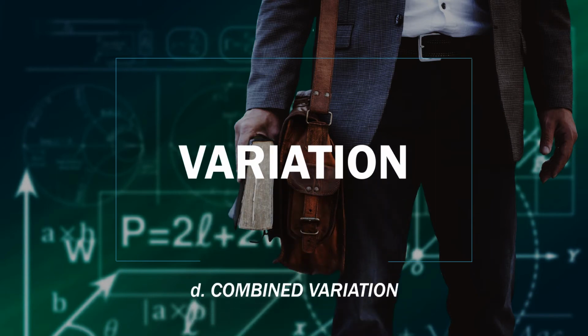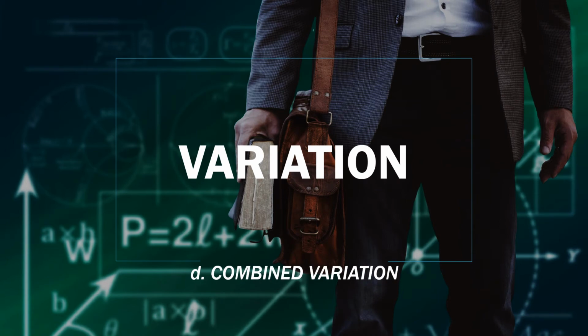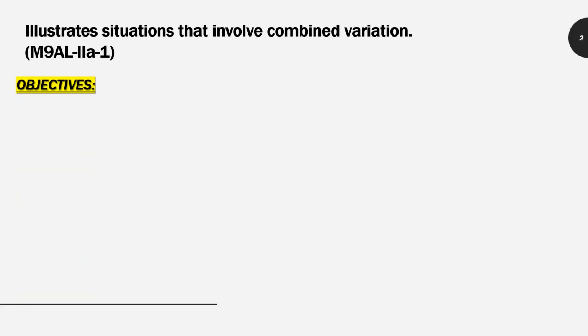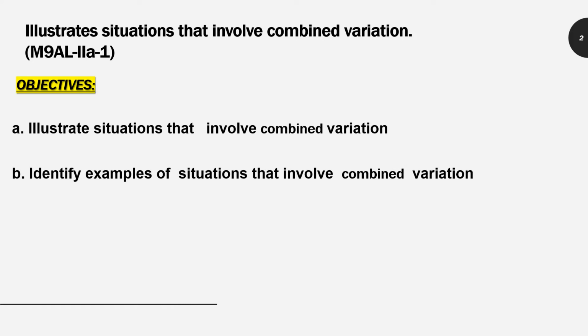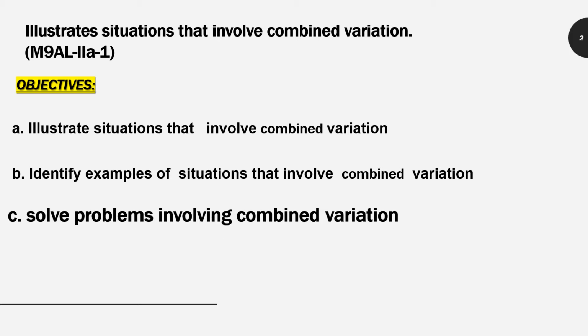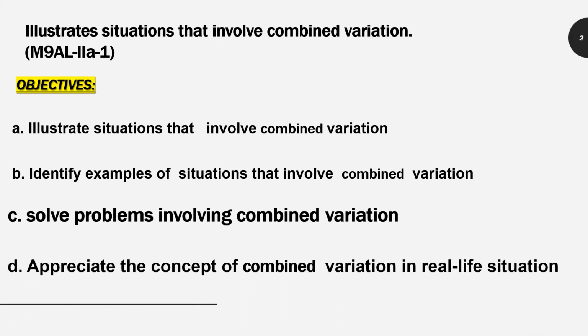Last type of variation, which is what we call combined variation. So here are our objectives. A. Illustrate situations that involve combined variation. B. Identify examples of situations that involve combined variation. Letter C. Solve problems involving combined variation. And letter D. Appreciate the concept of combined variation in real-life situations.